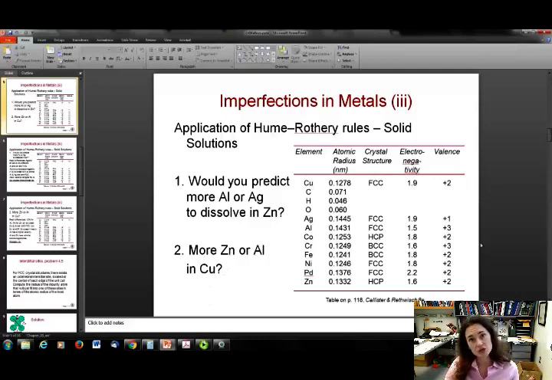And so what we're going to use to answer these questions is this little table right here. This is from your textbook. It gives you the element, the atomic radius of the element, the kind of crystal structure that it likes to form on its own, the electronegativity, and the valency. And we're going to use those 4 things applying the Hume-Rothery rules.